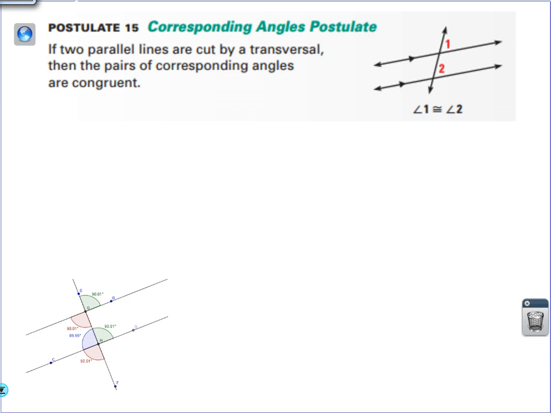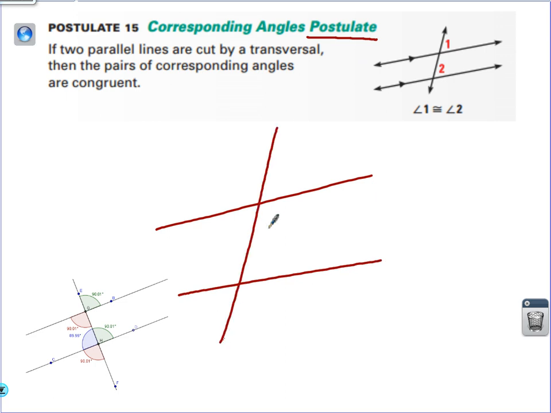The first of these is a postulate, and you might want to write this down. Notice it says corresponding angles postulate. A reminder, a postulate is a common sense statement. What this common sense statement says, if you've got parallel lines cut by a transversal, let me draw a bigger set of them. Parallel lines cut by a transversal. And you've got these two angles that are corresponding. What I want you to imagine, take and chop this off, and take this set of angles and slide them down on top of that set of angles.